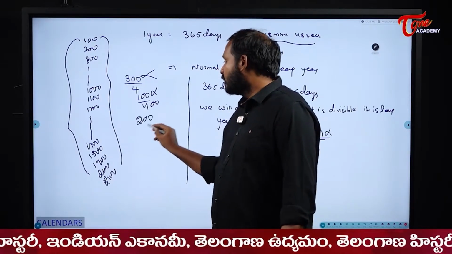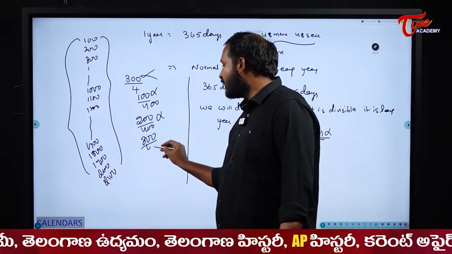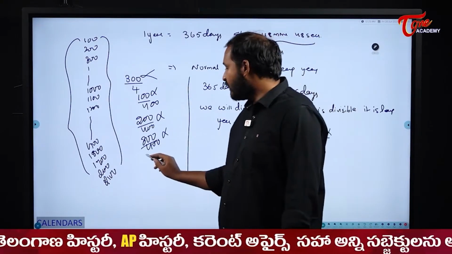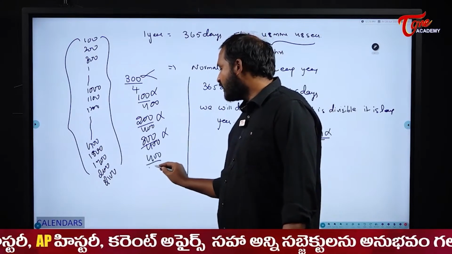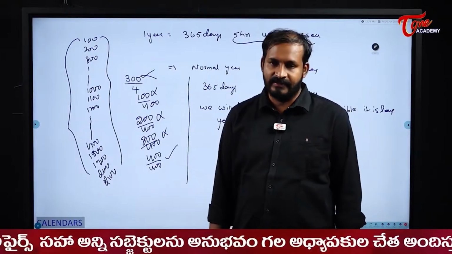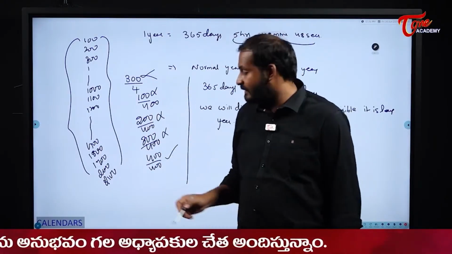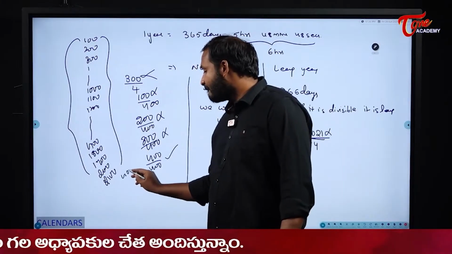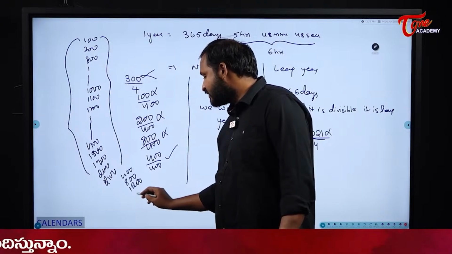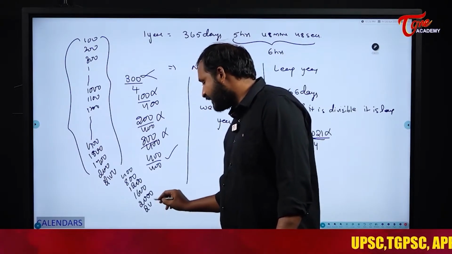200, is 200 divisible by 400? No. Is 300 divisible by 400? No. Then 100, 200 and 300 are not leap years. When it comes to 400, yes, 400 is divisible by 400, so 400 is a leap year. Similarly, if you check, what are the century leap years? 400 is a leap year, 800, 1200, 1600, 2000, 2400, like this.